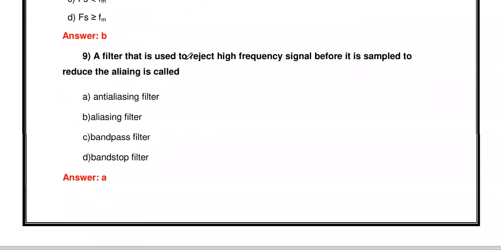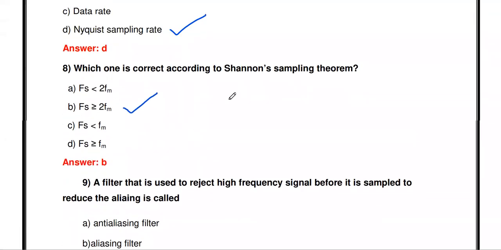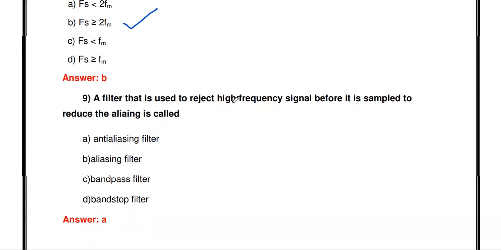Then the next one: a filter that is used to reject the high frequency signal before it is sampled to reduce aliasing is called dash. If in the sampling process we do not take the sampling frequency Fs greater than or equal to 2 Fm, for example, if we take Fs less than 2 Fm, then we will get an error or distortion in the received signal. That distortion is called aliasing. What is meant by aliasing, we will see in the next question.